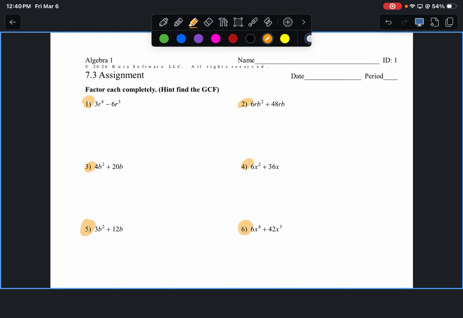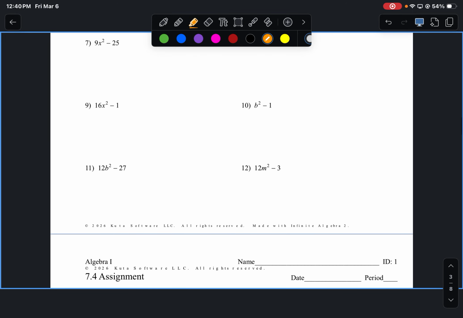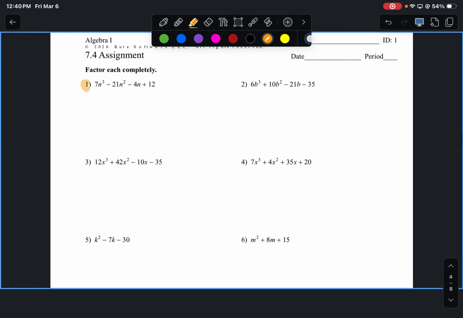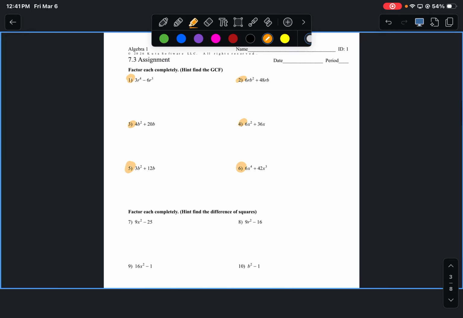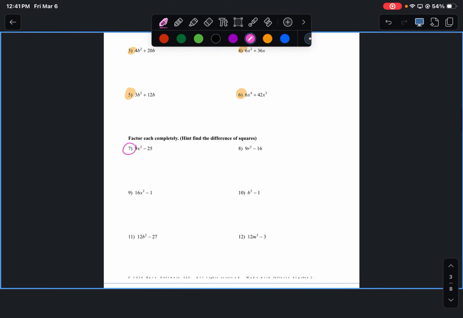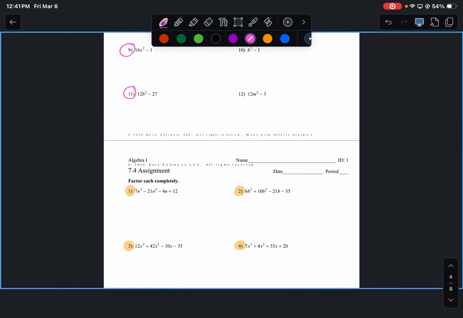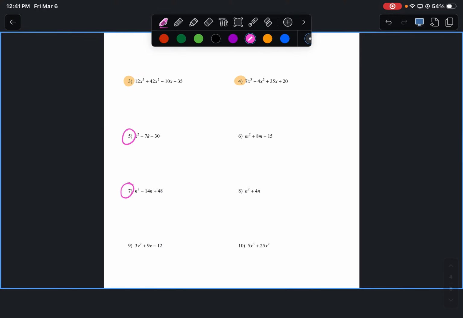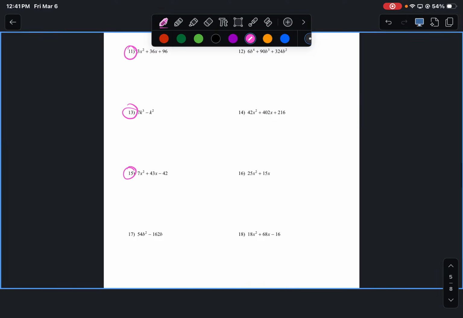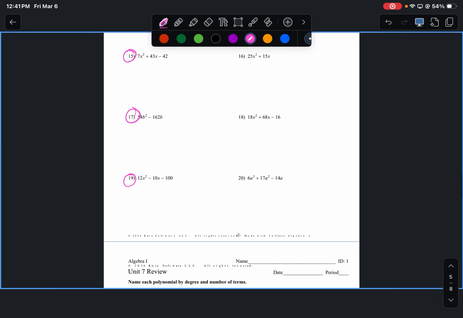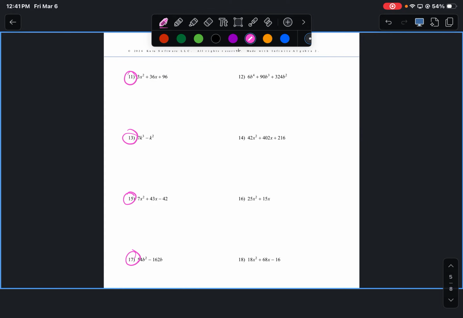On the next page, you also should already have questions 1 through 4 done. From 7.3, you are going to do the odds. And for 7.4, you're going to do the odds, all the way down to 19. From 7.3 to 7.4, you're going to do all of the odds.